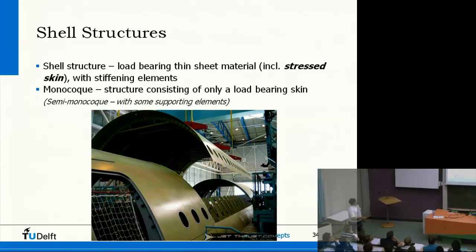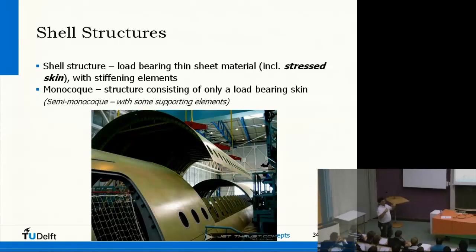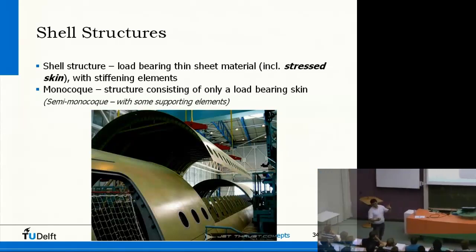This is typical of what you see nowadays in shell structures. You have a skin, which is very flexible, and you have a backup structure made of frames, stringers, and so on, which provides the stiffness. These flexible edges are very comfortable if you have to assemble a big structure. Because these are flexible, you can adjust them very easily, locally.